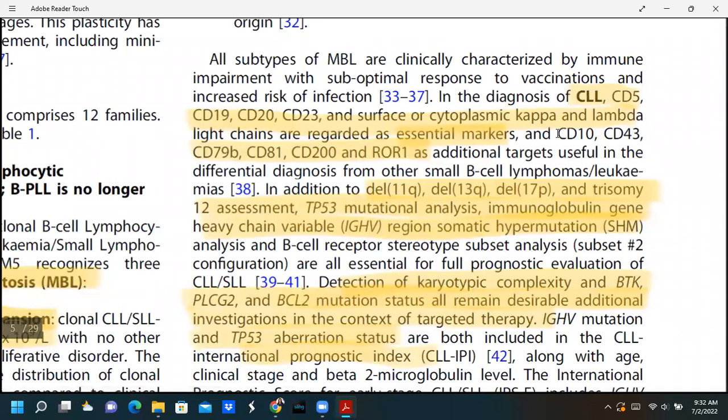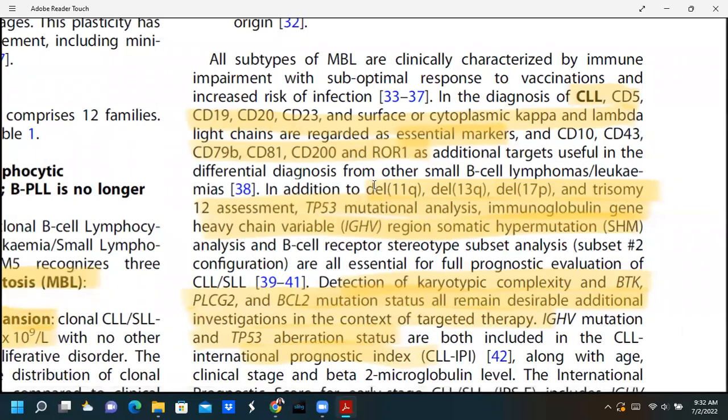So these include CD10, 43, 79B, 81, CD200. We used to have 200 as well. I think we had 81 as well, but I'm not sure. But these are the additional markers. Many private labs have established CD200, but they have not yet established ROR1. But these are the additional markers that can be useful in the differential diagnosis of SLL, CLL.